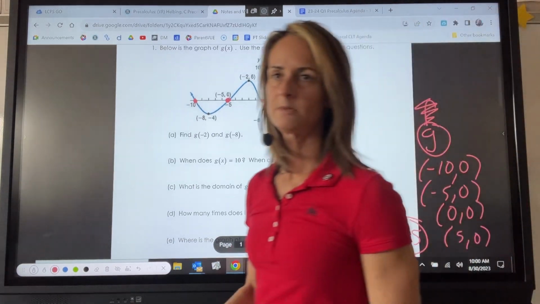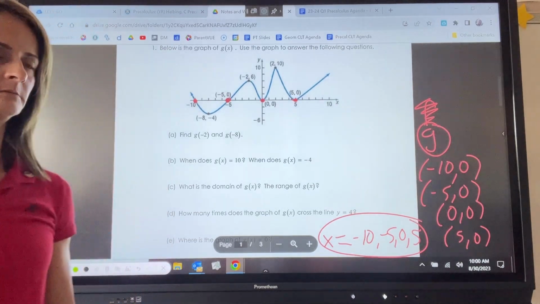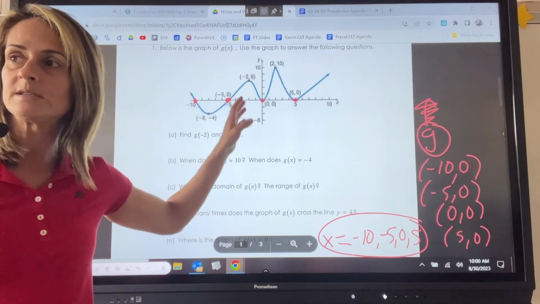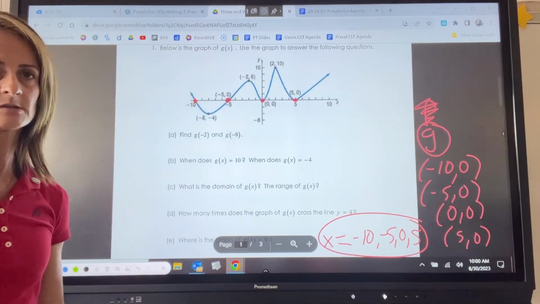How are we dealing with this material? Not bad. I mean, if there's a problem on your test, it's got a graph really similar to this. It's got these identical types of questions on them.